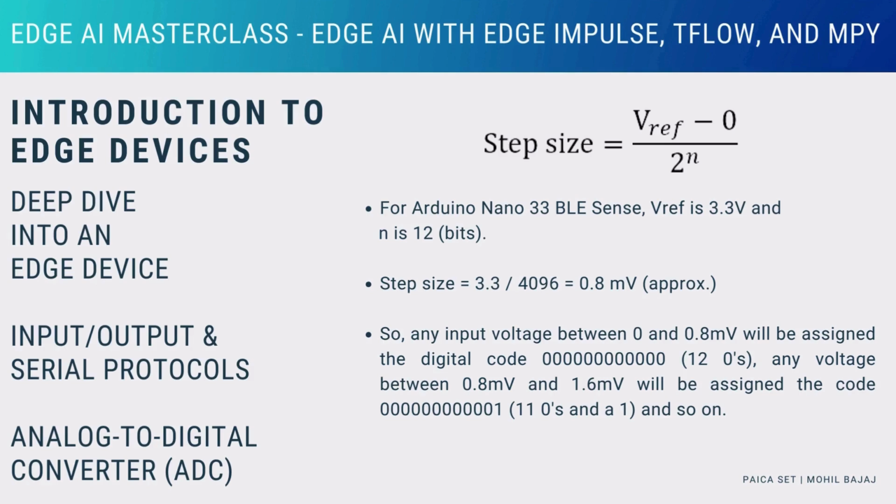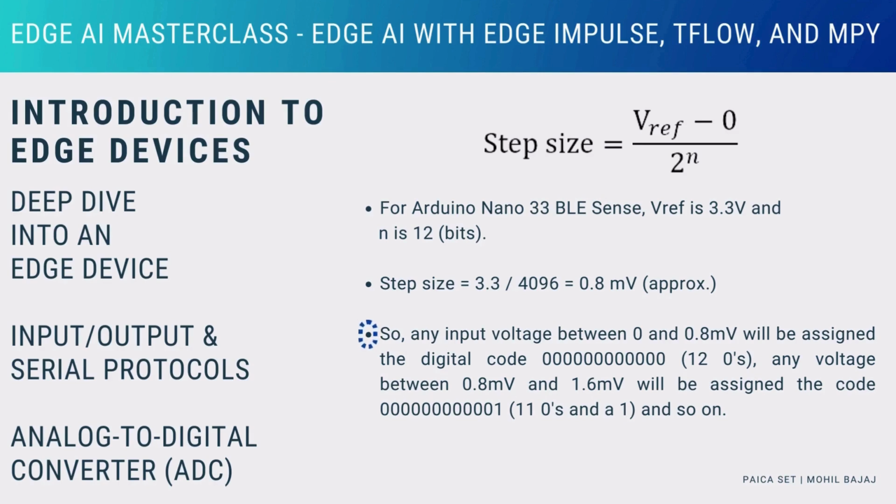Using the formula, our step size, therefore, comes out to be approximately 0.8 millivolts. And so, any input sensor voltage between 0 and 0.8 millivolts will be assigned the digital code 00000000000, or 12 zeros. A voltage between 0.8 millivolts and 1.6 millivolts would be assigned the code 0000000000001, or 11 zeros and a 1, and so on.